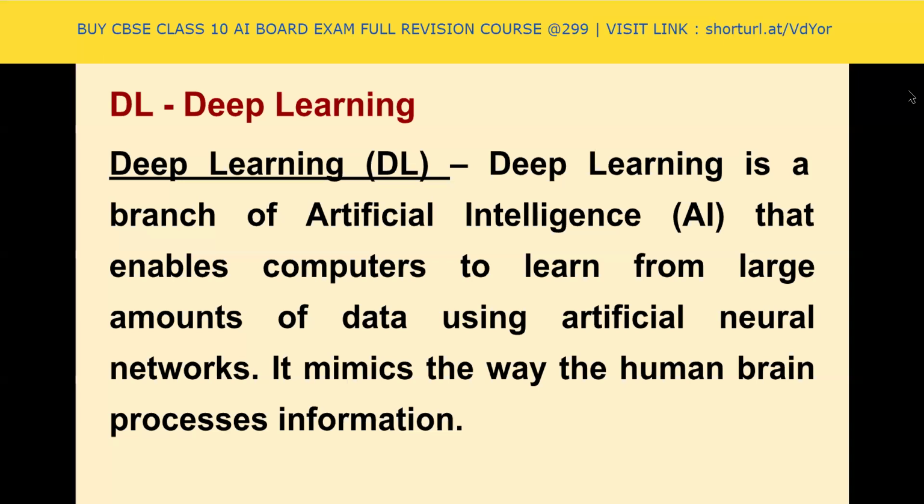Okay, before we move further, I think after machine learning, there's one more main area under machine learning, which is deep learning. So what is deep learning? First, listen. Deep learning is a branch of artificial intelligence, AI, that enables computers to learn from large amounts of data using artificial neural networks. It mimics the way the human brain processes information.